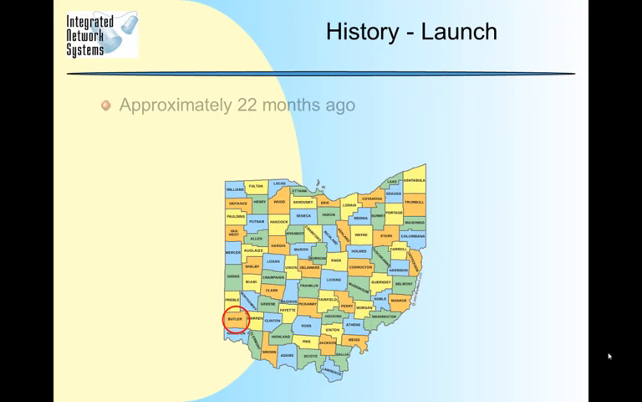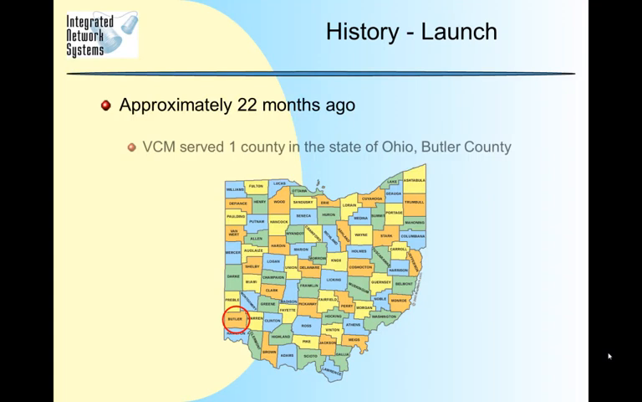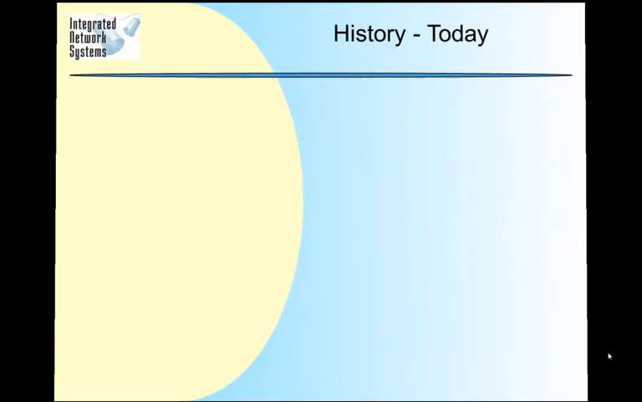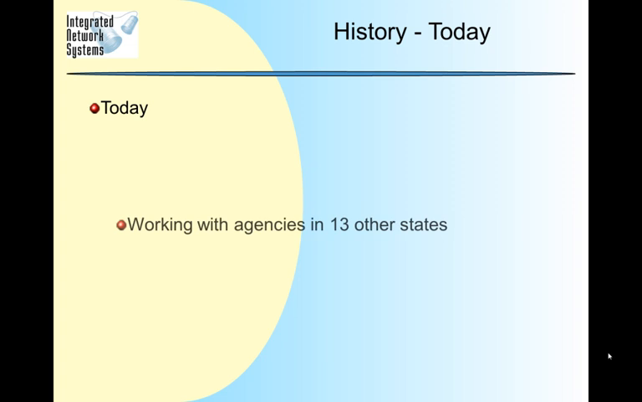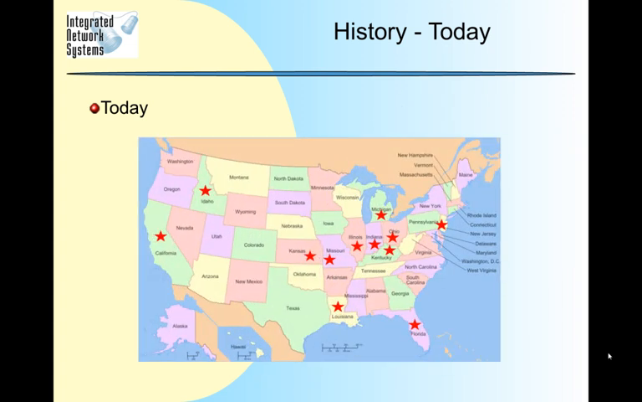Approximately 22 months ago, the decision was made to roll the Virtual Case Manager out to a larger area. At that time, we were serving one county in the state of Ohio, and that was Butler County. Today, the Virtual Case Manager is serving over 50 other counties in Ohio and working with agencies in 13 other states. As you can see, the Virtual Case Manager is becoming a solution for agencies across the country.